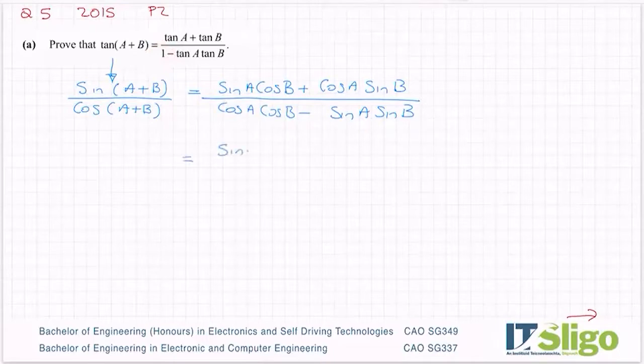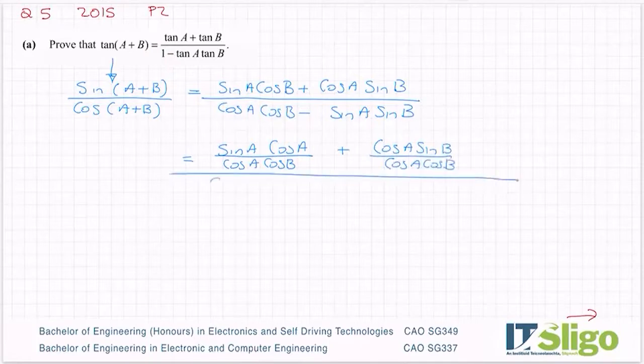So it's sine A cos B over cos A cos B, plus cos A sine B over cos A cos B, all over cos A cos B over cos A cos B.